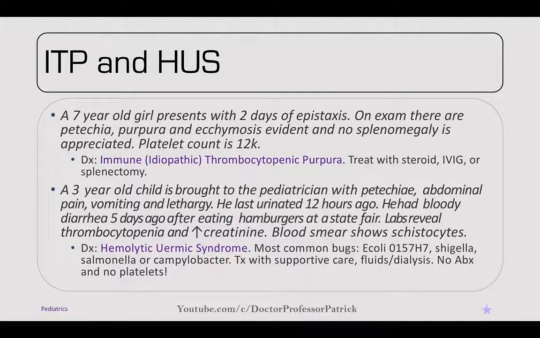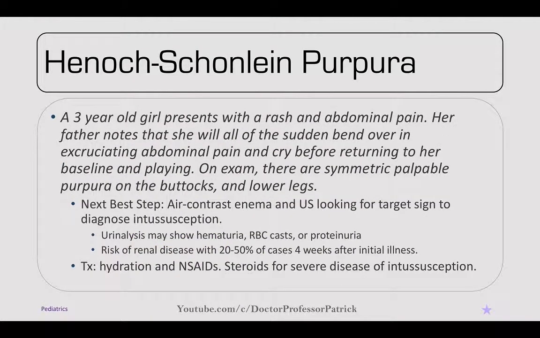Next, there's a 3-year-old with petechiae, abdominal pain, vomiting, and lethargy. He last urinated 12 hours ago, so oliguria, and he's had bloody diarrhea for 5 days after eating a hamburger at a state fair. Labs show thrombocytopenia and increased creatinine, and a blood smear shows schistocytes, so those are diagnostic of hemolytic uremic syndrome. The most common bug is E. coli O157:H7. It's also Shigella, Salmonella, or Campylobacter, and you can treat this with supportive care, fluids, and dialysis. You do not want to give platelets or antibiotics to these patients.